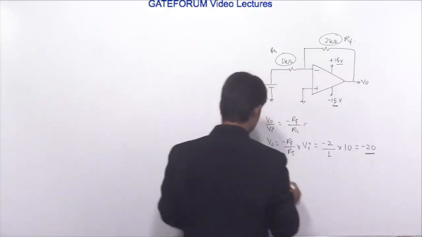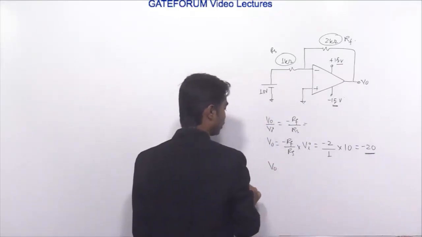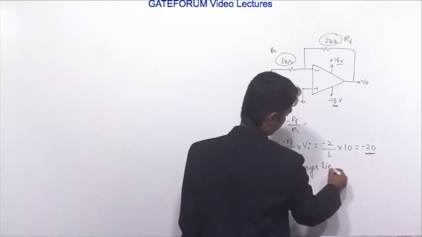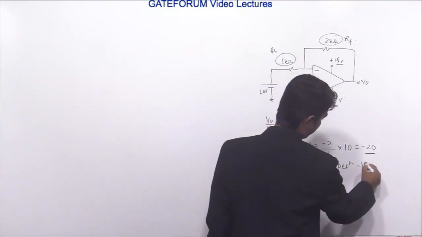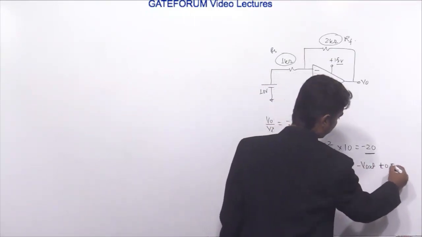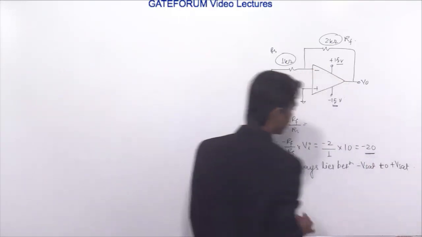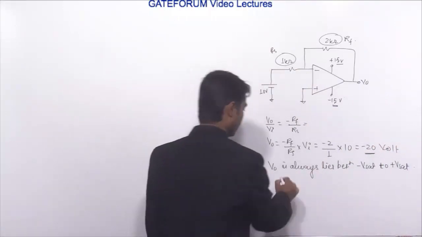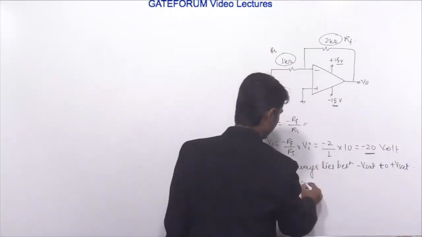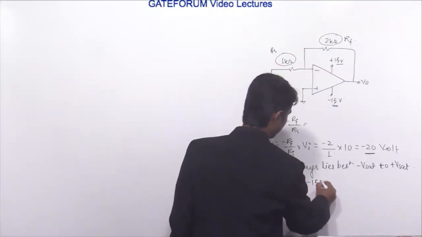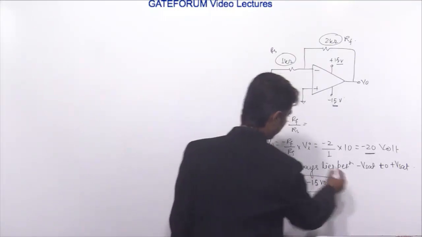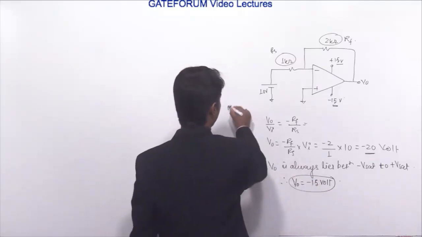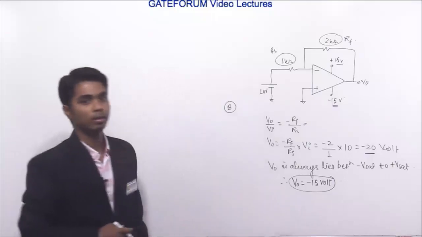Therefore, we can say that V0 always lies between minus Vsat to plus Vsat. Okay, but see, here it is less than minus Vsat. Therefore the V0 will be minus 15 volt only. Okay, I think all of you should have understood this, because due to this option B will be the right answer.